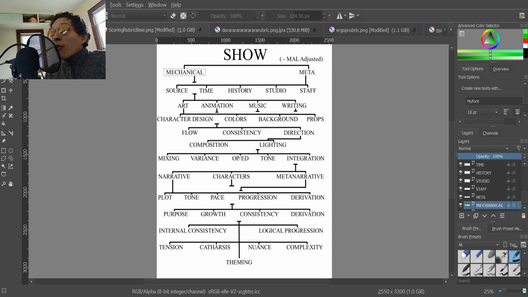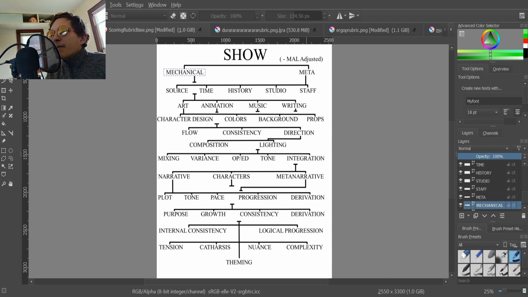So before we get into an actual show, I'm going to explain everything on here and why they're placed where they are. So a show, in my mind, is constructed of 2 key parts: the mechanical aspect and the meta aspect. Okay? Mechanical is going to be everything to do with the physical construction of the show. We see it broken down here as we go down to the branch: your art, your animation, your music, and your writing. These are things that you can see, you can analyze, that you can observe within the show.